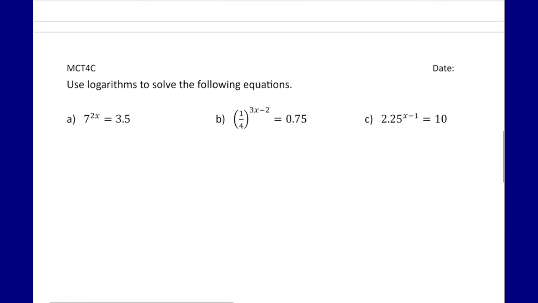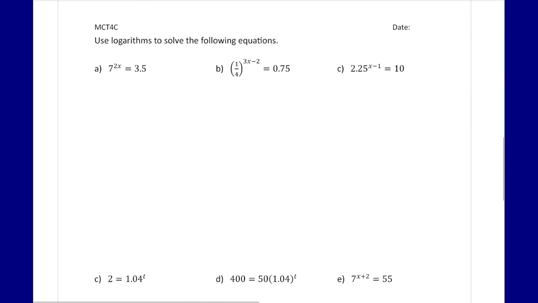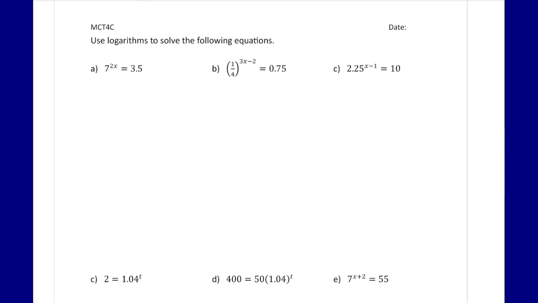So we have a couple more. We have 6 other equations to solve using logarithms. Going to pause the video and let you try these on your own. It's very similar to the ones we just did. Same idea. I don't think there's anything too tricky in terms of solving them. It's still the same idea.